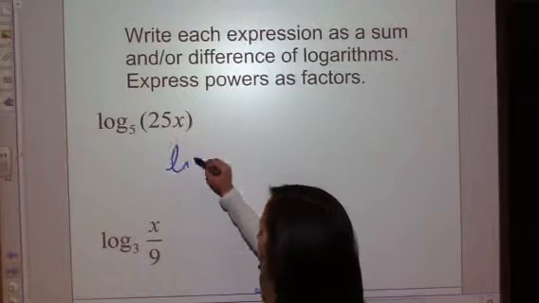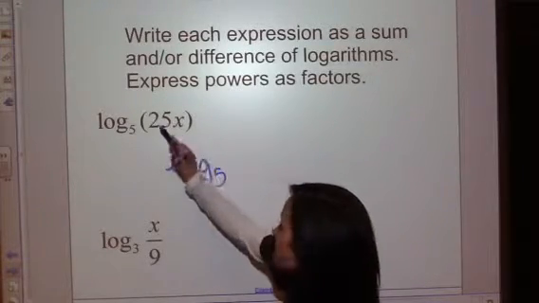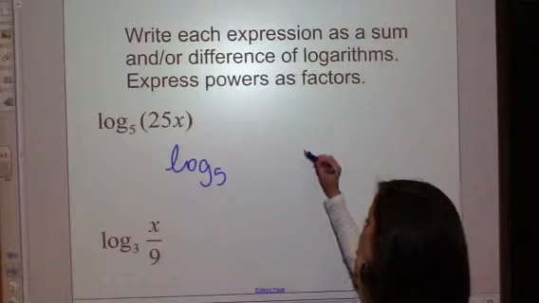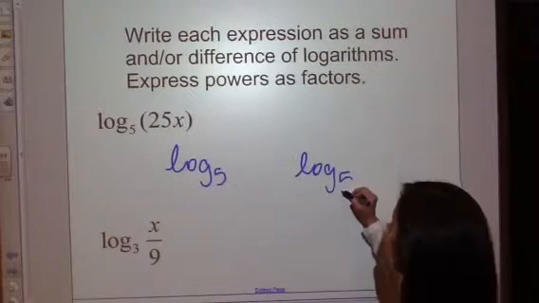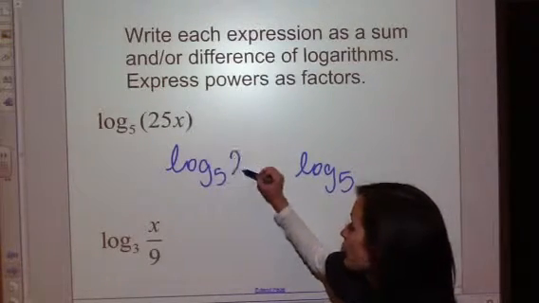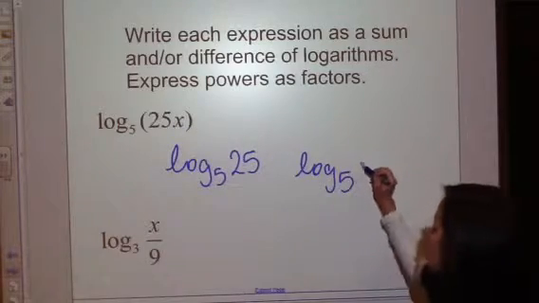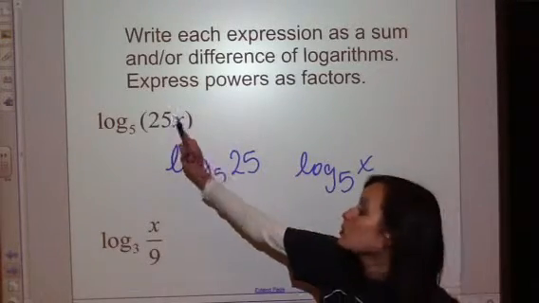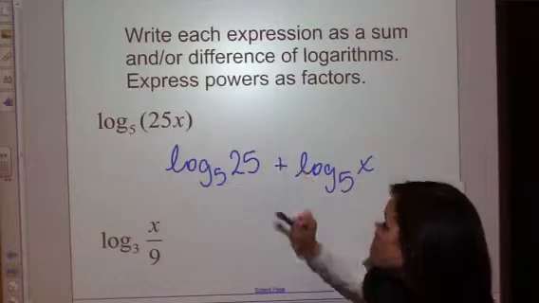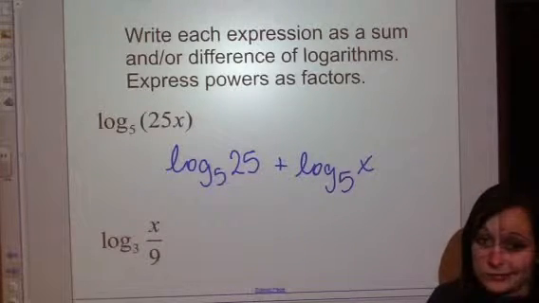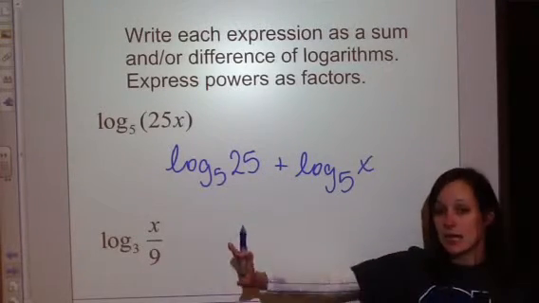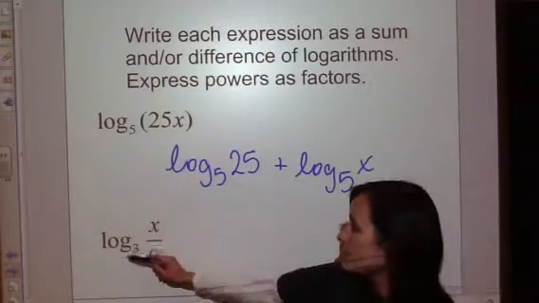So we're going to write log base 5 two times because there's two things inside there. Your first thing is 25. Your second number is x. Since they're being multiplied, you put a plus sign, and you're done. So what you're doing is splitting it apart. So see if you can do this one on your own.